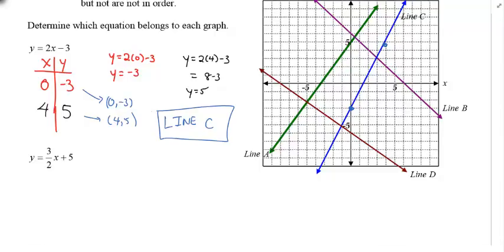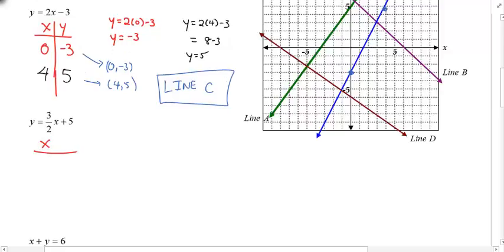Do the same thing with the other two now. Let's try this one, y equals 3/2 x plus 5. Once again, you decide which point. I'll always choose 0 because I like multiplying things by 0. Why would I like multiplying things by 0? Because 3/2 times 0 is just 0. So there's my first coordinate, (0, 5).